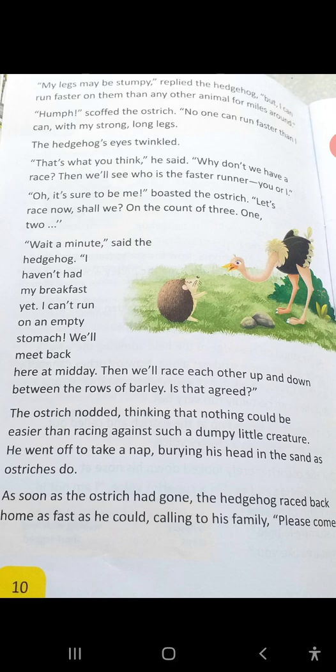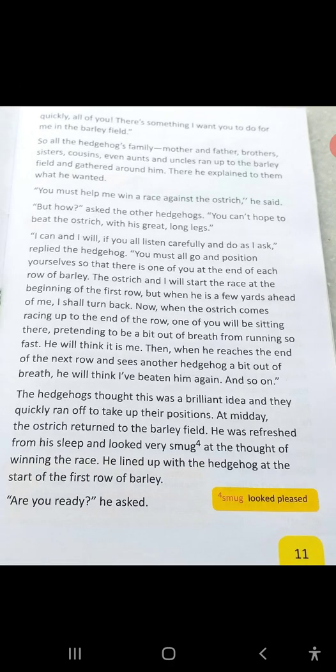As soon as the ostrich had gone, the hedgehog raced back home as fast as he could, calling to his family, "Please come quickly, all of you." So now come to the next page. So as the ostrich had gone, he also ran back to his home and he called his family. "Please come quickly, all of you. There is something I want you to do for me in the barley field."